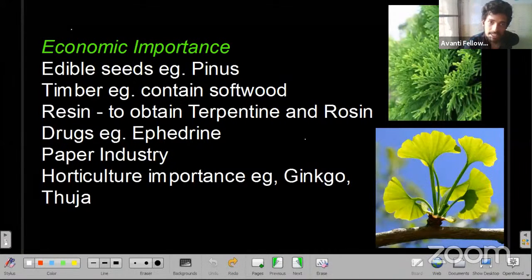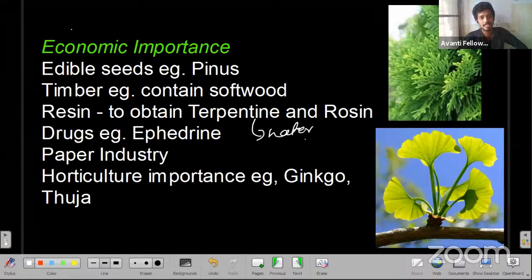Edible seeds are from pinus, and some of them are used as timber because they contain softwood, that means the wood will be soft. We also extract resin, which is used in turpentine and rosin, which are water repellent materials. You have probably already seen turpentine, because we use it for mixing paint. And we also use it for drugs.